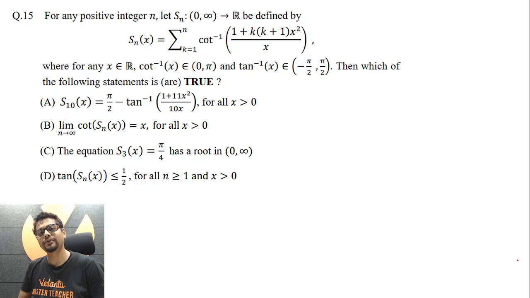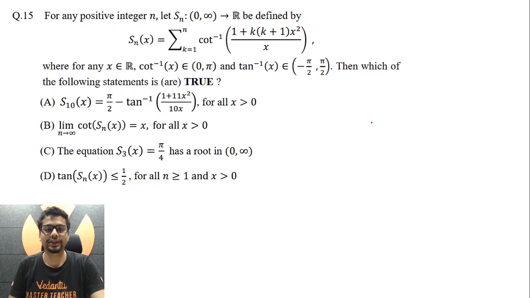We are discussing JEE Advanced 2021 Paper 1 Mathematics, and the question for this video is this. You may pause the video and read the question very carefully. As you might have seen, there is a clear feeling that we should be using telescopic series in tan inverse. Also note that in the options, everywhere we are talking about x greater than 0.